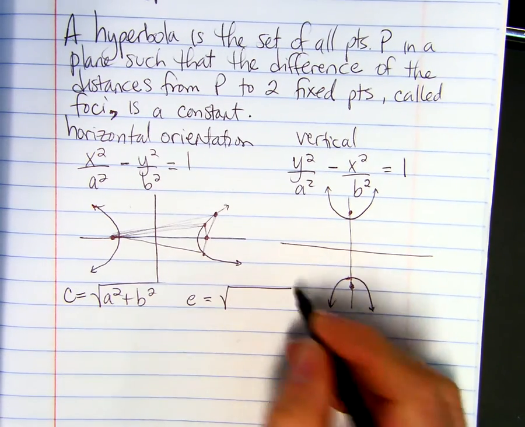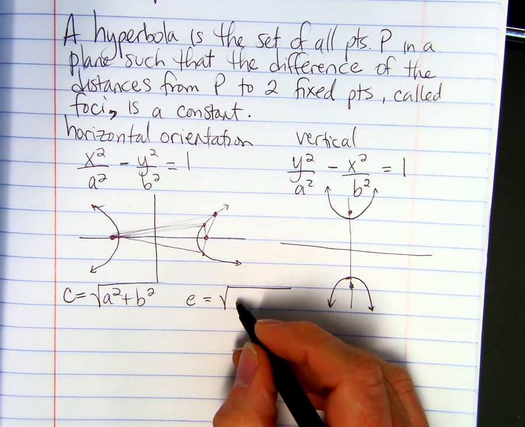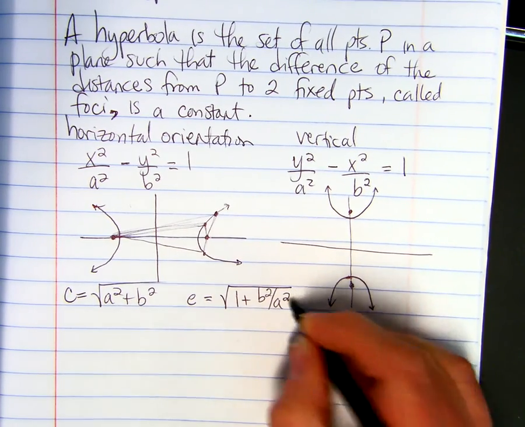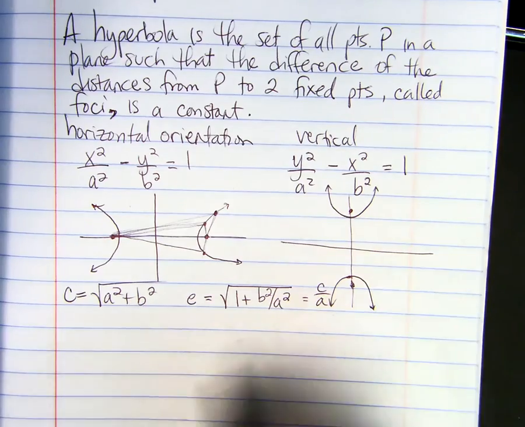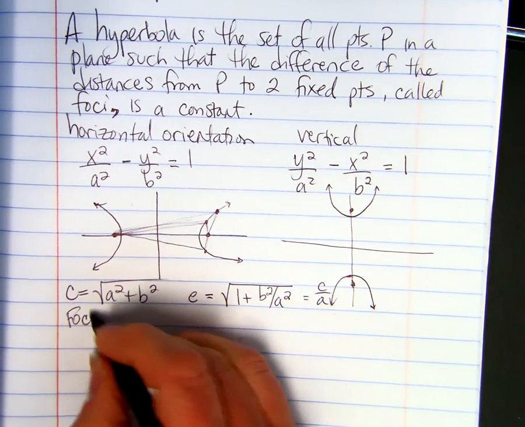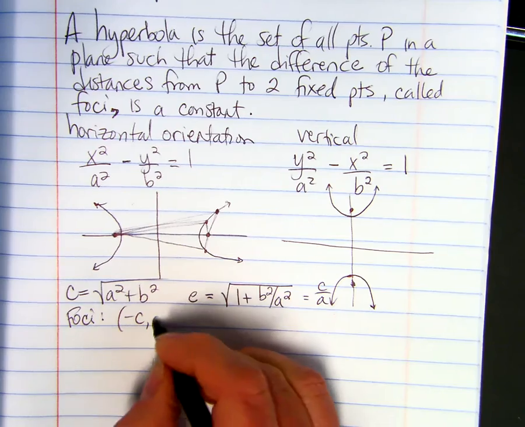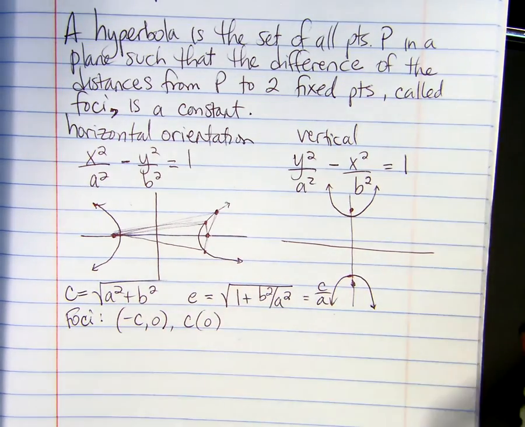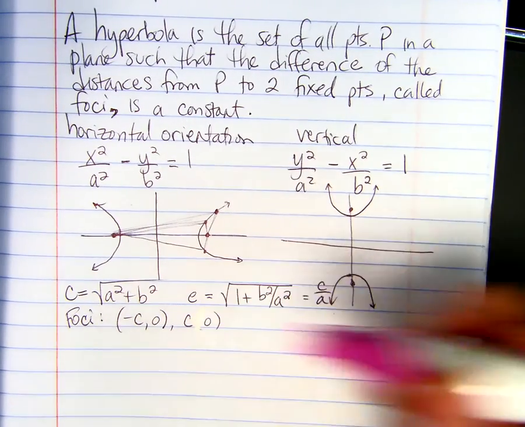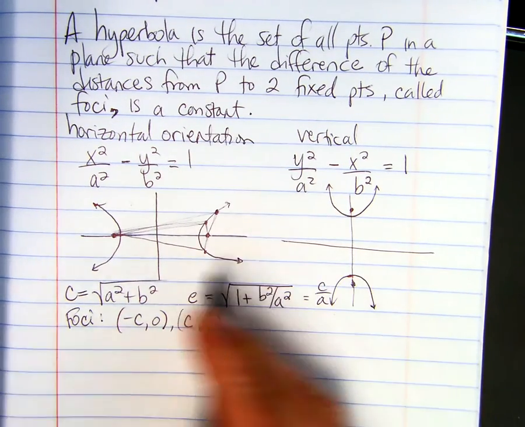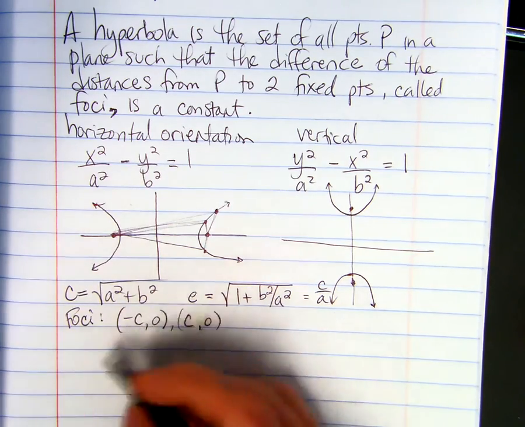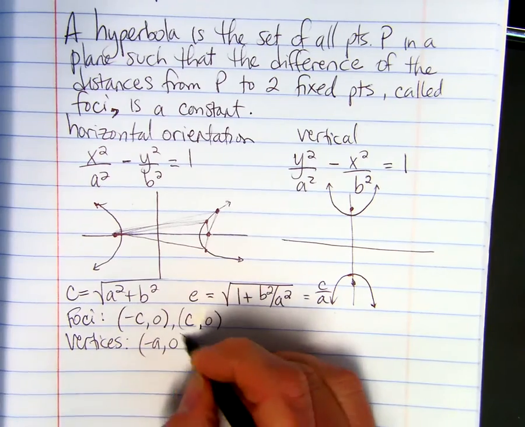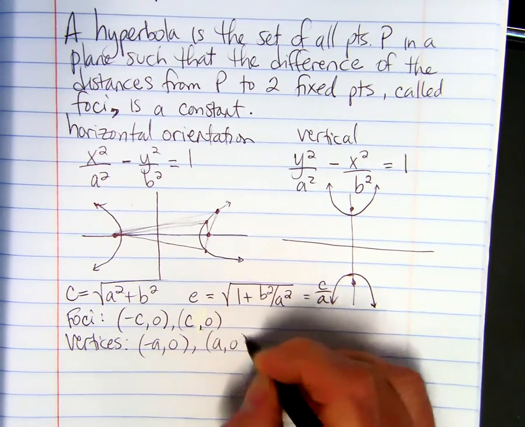And then the eccentricity E is the square root of 1 plus b squared over a squared, or c over a. The foci are at the points negative c, 0 and c, 0. That's for the horizontal orientation. The vertices will be at negative a, 0 and a, 0.